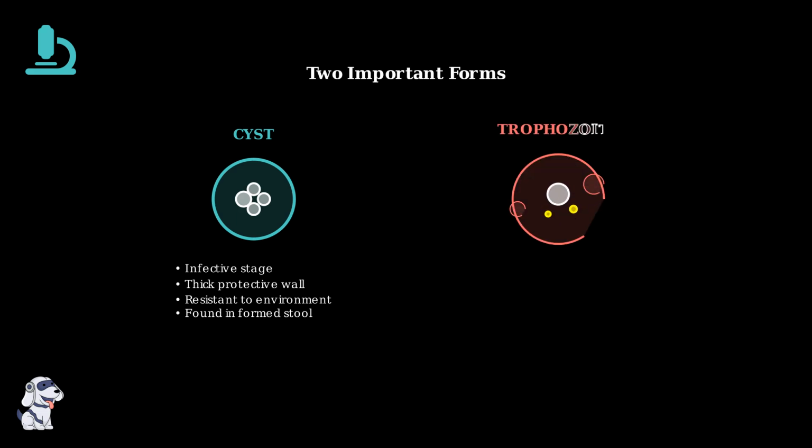On the right is the trophozoite form. This is the active motile stage that actually causes disease. Trophozoites are larger, have an irregular shape with extending pseudopods, and actively invade intestinal tissues. They're typically found in liquid, diarrheal stool. The trophozoite is constantly moving and changing shape through its pseudopods, which are temporary extensions of its cell membrane. This movement allows it to migrate through tissues and cause damage.